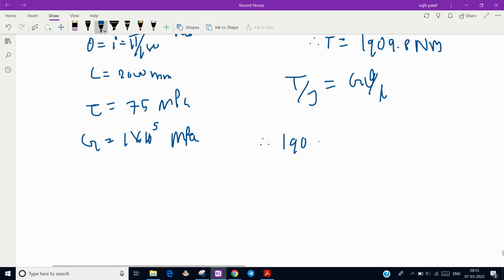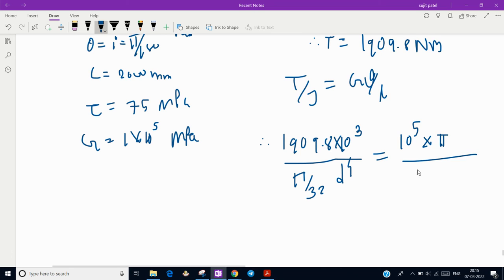So first of all we will find from this group, T by J is equal to G theta by L. Torque is 1909.8 Newton meter. For maintaining the consistency of unit, multiply by 10 power 3. J is equal to pi by 32 d power 4. G value is 10 to the power 5 megapascal. Theta is pi by 180 radian, and length 2000 mm.